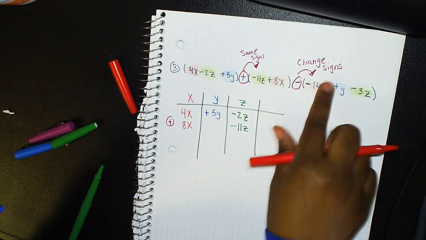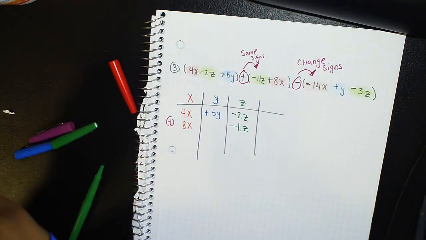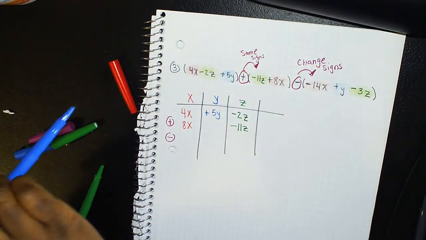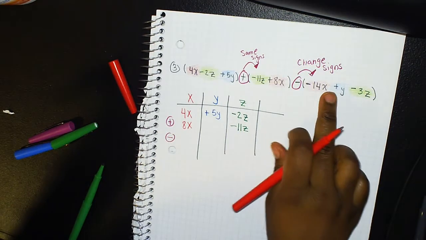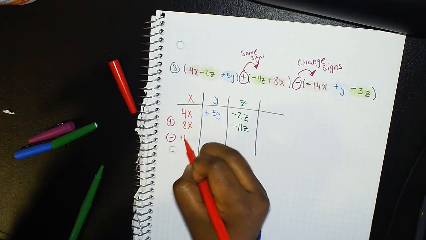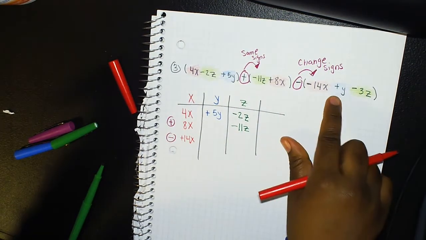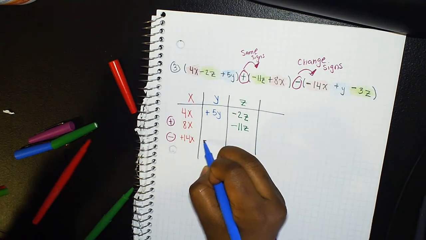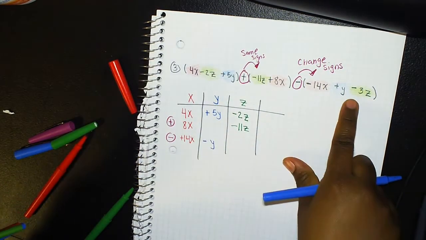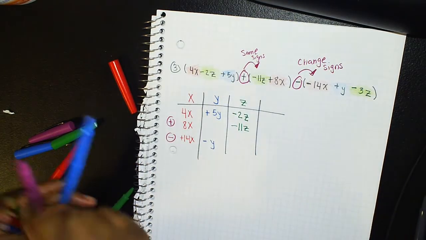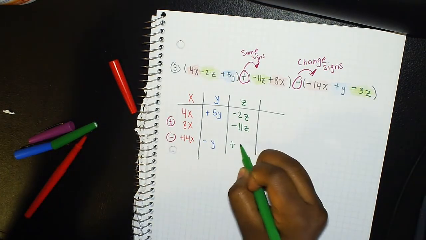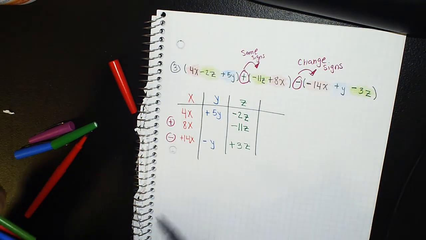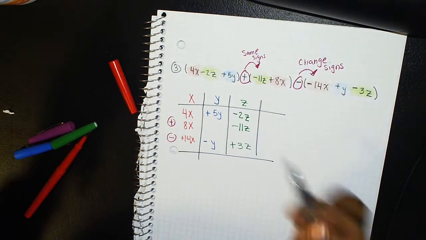This one, I'm going to change my sign. So now we're subtracting. Remember, when you subtract, we got to change our signs. So negative 14x is going to change to positive 14x. Positive y is going to change to minus y. And negative 3z will change to plus 3z. Now we're just going to add them all up.